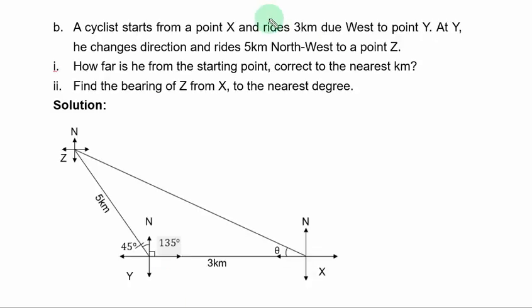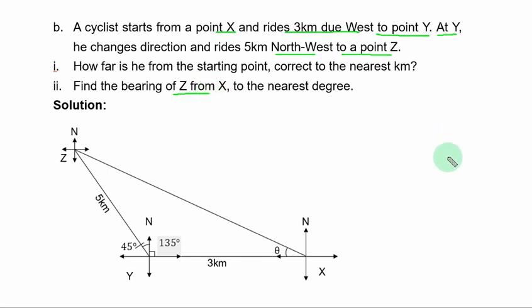Question 10b. A cyclist starts from a point S and rides 3 kilometers due west to point Y. At Y, he changes direction and rides 5 kilometers northwest to a point Z. Roman figure 1. How far is he from the starting point, correct to the nearest kilometer? Roman figure 2. Find the bearing of Z from S to the nearest degree.